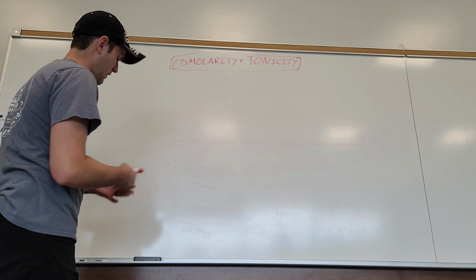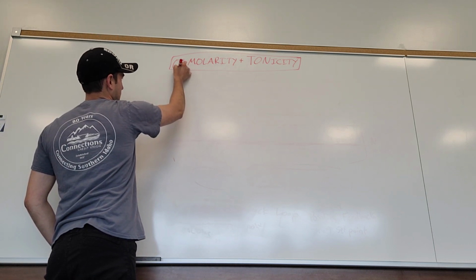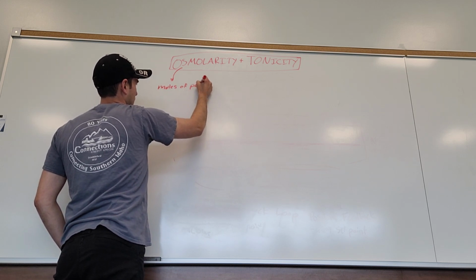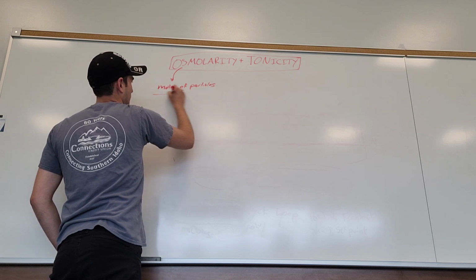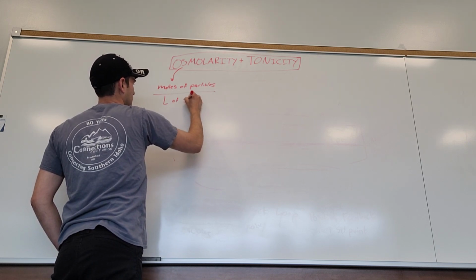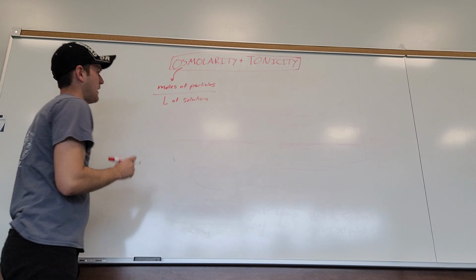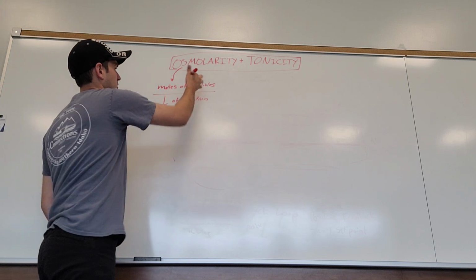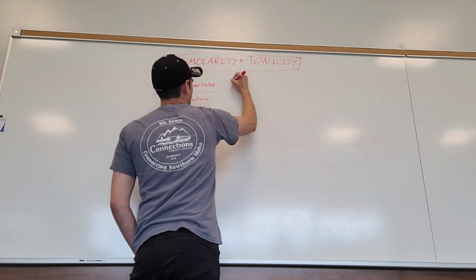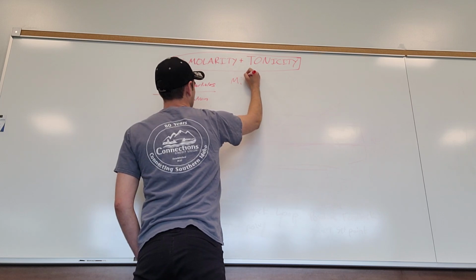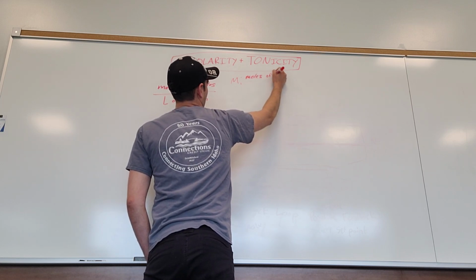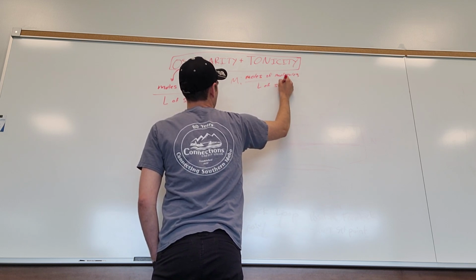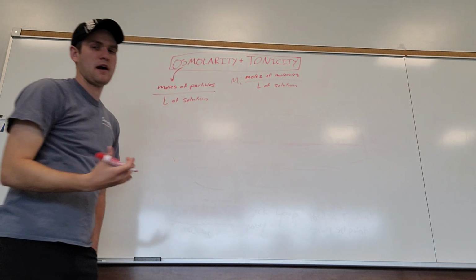So we're going to talk about osmolarity. What osmolarity is, it's going to be moles of particles per liter of solution, which sounds very, very similar to molarity, but the difference between osmolarity and molarity is osmolarity is moles of particles per liter of solution, while molarity is going to be moles of molecules per liter of solution. You might be asking, well, why is that? How is that any different?